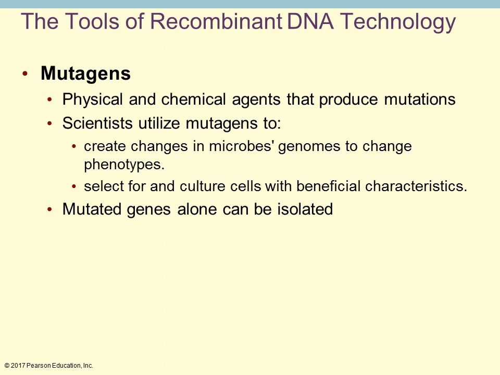Mutagens, these are physical or chemical agents that will produce mutations. And we will often use that in a research setting to try to create changes in the DNA, which in turn will create changes in the phenotypes, what you physically see. So then you are trying to select for the best characteristics.